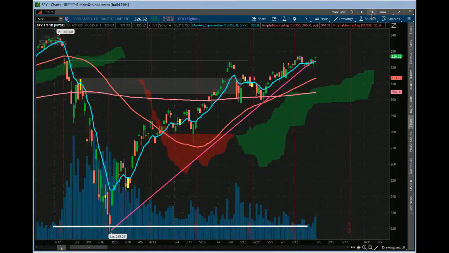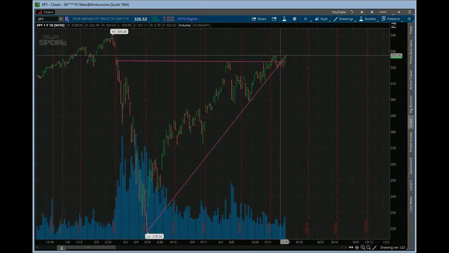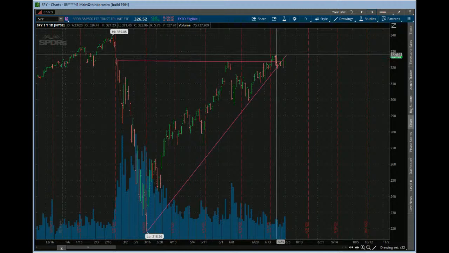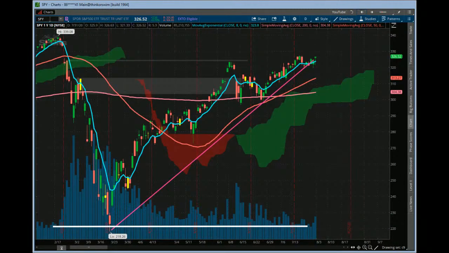Daily chart again, kind of your area right here. You've got that open gap right there. If we can push strong with some volume over these levels, that gap fill has some potential. So looking good on that.